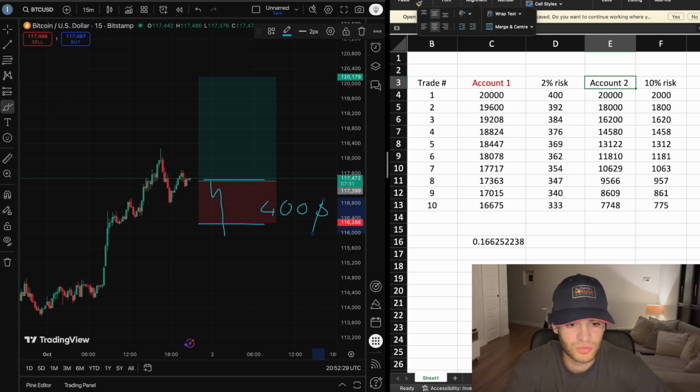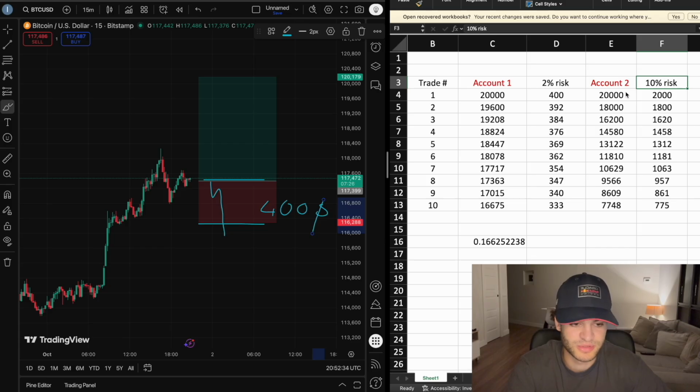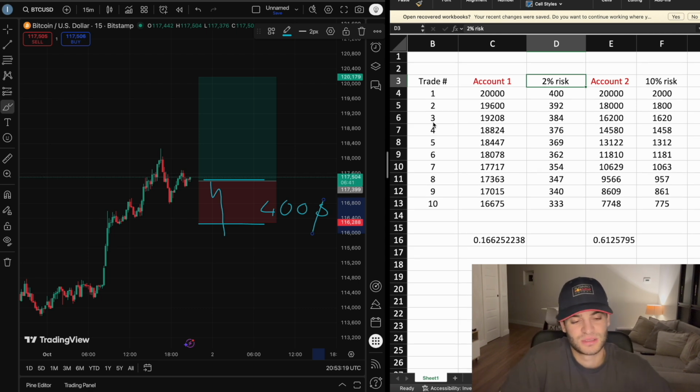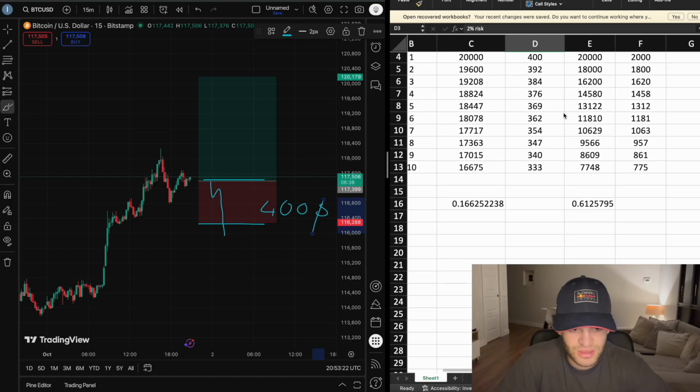Whereas on account two, where we still have $20,000, but we have taken 10% risk per position, which means that initially we risked $2,000 of these 20,000. After 10 trades, look at the difference. We now have an equity balance of 7,000, just below 8,000. That would mean that we have actually lost 61% of the account. So you can see the big difference that it makes maintaining a lower risk. And by the way, this would be even lower if we risk 1%. So now you understand that if you risk too much per trade, your account can be burned out very, very quickly.